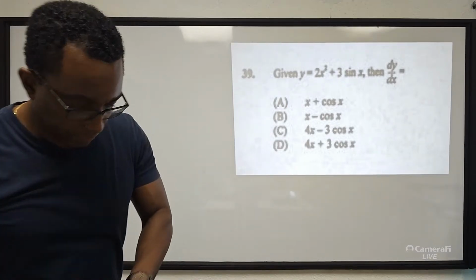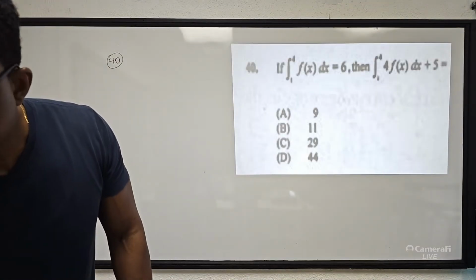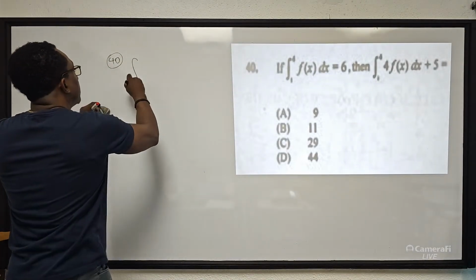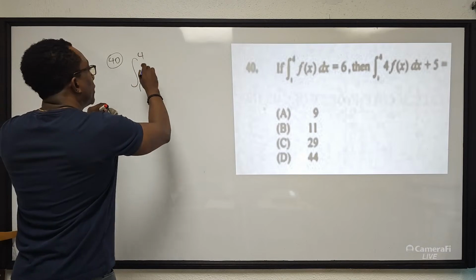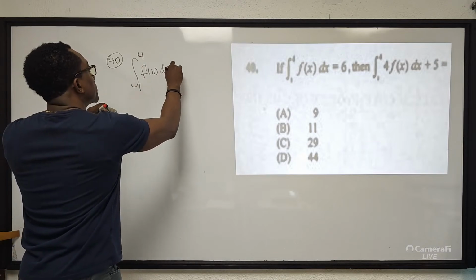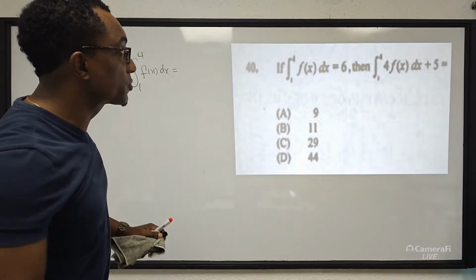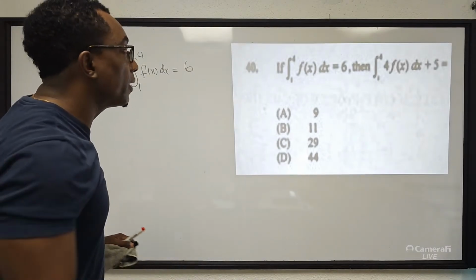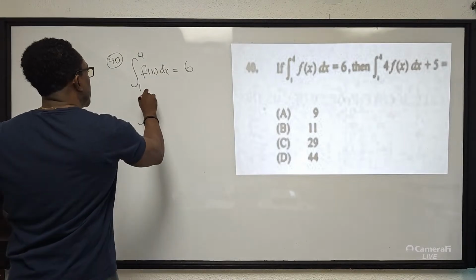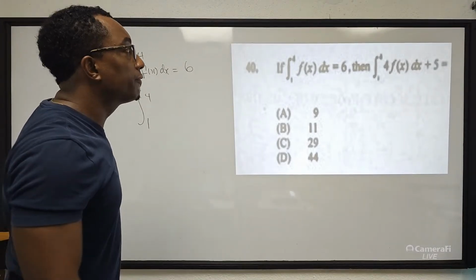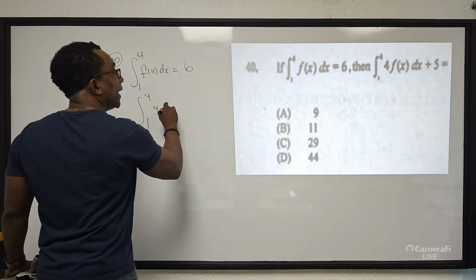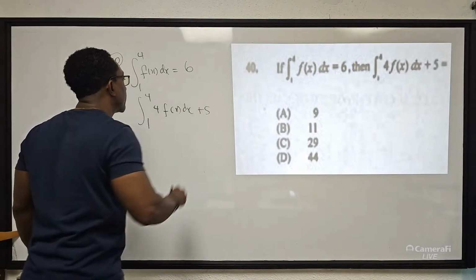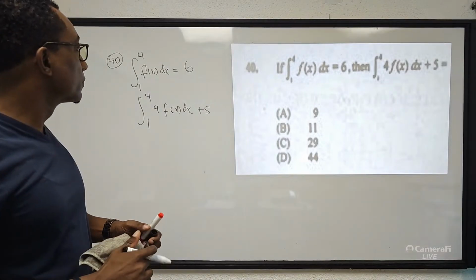Question 40. If the integral between 1 and 4 of f of x dx is equal to 6, then what is the integral between 1 and 4 of 4 f of x dx plus 5? What is that equal to?